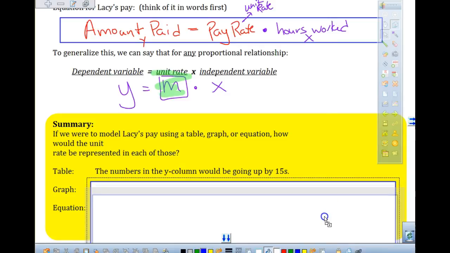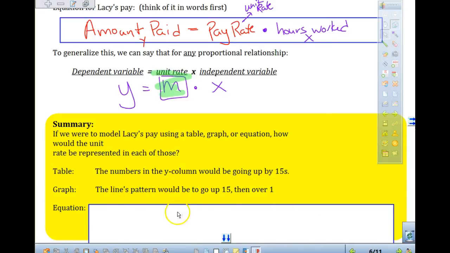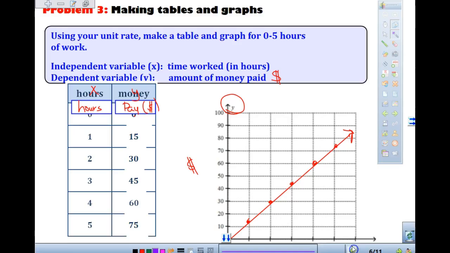15 every single time. So in a graph, the line pattern would always go up by 15 and over 1. And we're going to say over 1 to the right. So as you move over 1 unit to the right, we went up 15, correct? So we went up 15 each time we moved over 1 unit on our graph. And again, if you look back at your graph, that's exactly what we did. We went up 15 and over 1 unit. Up 15, over 1 unit, right?